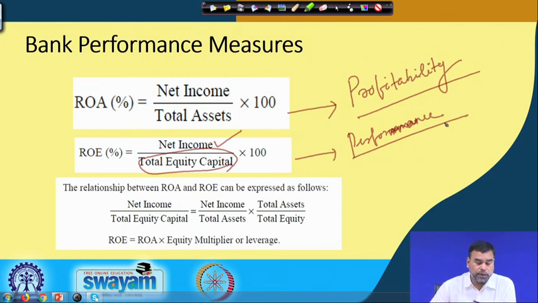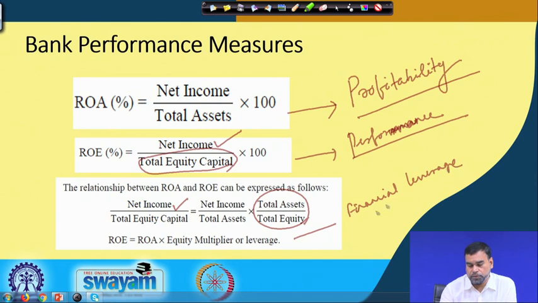If you see here, the net income upon the total equity capital can be further expanded, but here I just wanted to show you how these two ratios are related. Net income upon total equity capital, which is your ROE, is nothing but net income by total assets multiplied by total assets by total equity. Total assets by total equity is nothing but the financial leverage.